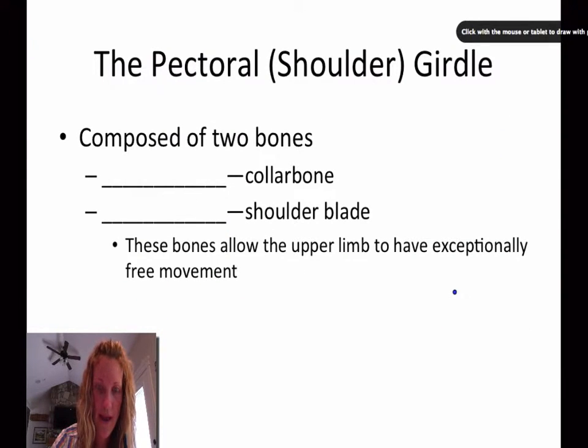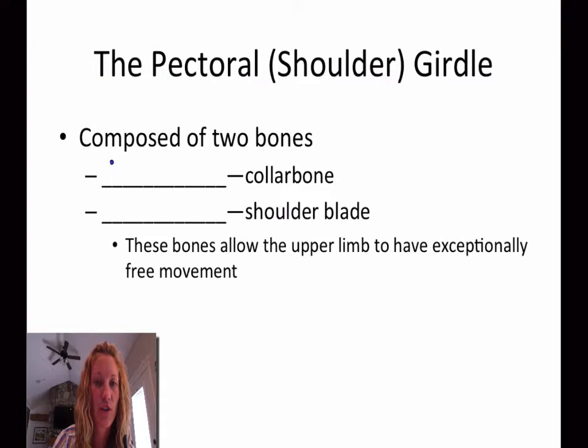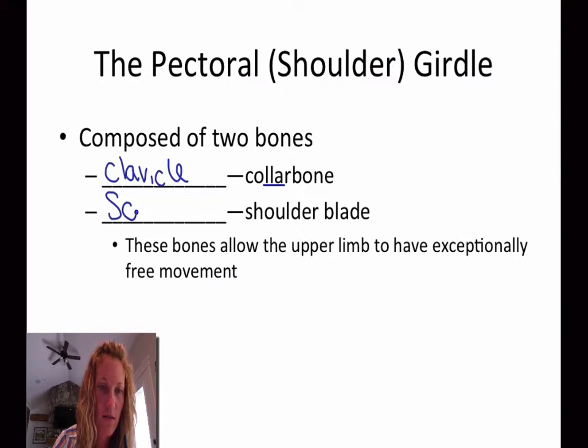Okay, so we're going to go ahead and start off with the pectoral girdle or the shoulder girdle. So the shoulder girdle is composed of two bones. Those bones are the clavicle. The clavicle is also known as the collarbone. And then you have the scapula. The scapula is the shoulder blade. And these bones are going to allow for movement of the upper limb, and they have exceptionally free movement.